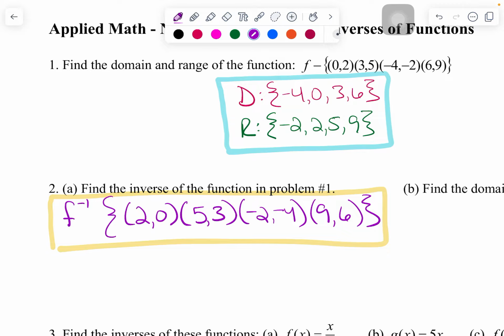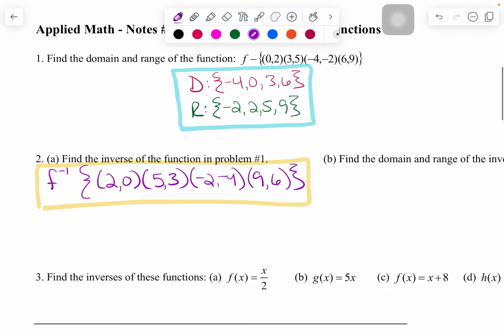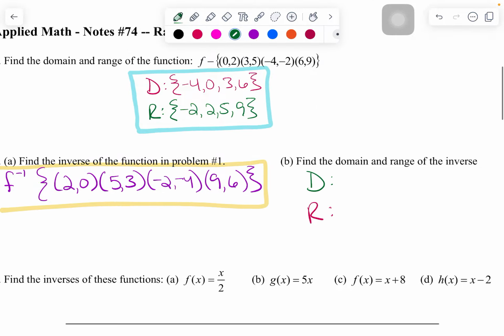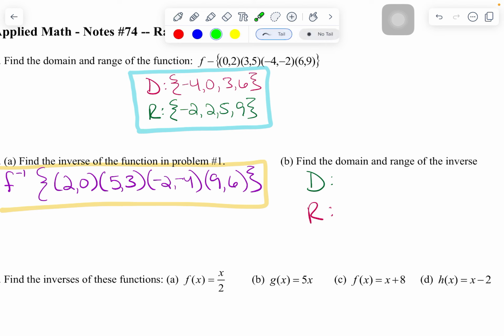So then for part B of number 2, I want to find the domain and range of the inverse. So now I'm looking at the domain and range of this function, the inverse function. All right, so domain here. And of course, range here, D for domain, R for range. This way it's very clear which one's which. So if I look at my function, for my domain, I want to grab the X value. So 2, 5, -2, 9. And of course, I want to write those in numeric order. So -2, 2, 5, and 9.